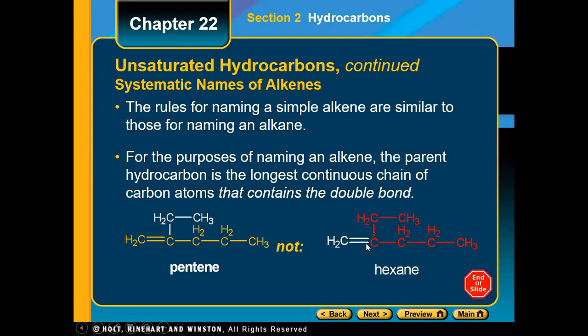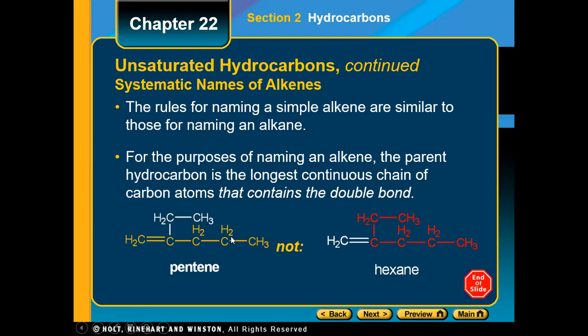Why? Because a double bond has priority, has preeminence over the branch that you might have here. Okay, so your chain continues straight instead of turning up. Is that clear? Wherever you have the double bond, this is where your main chain is going to go.